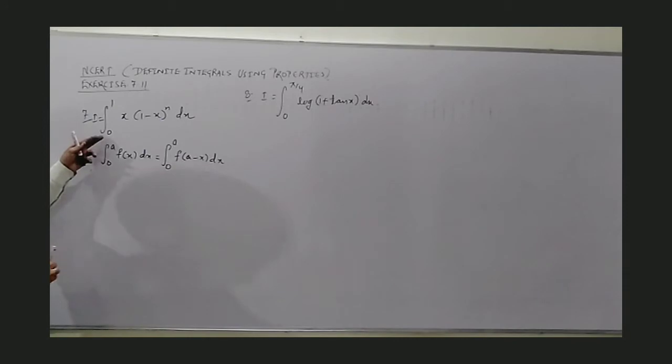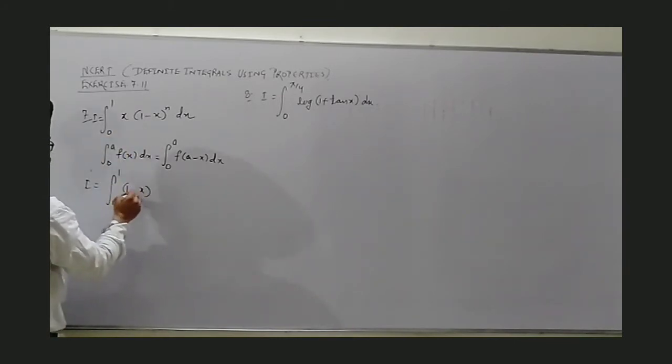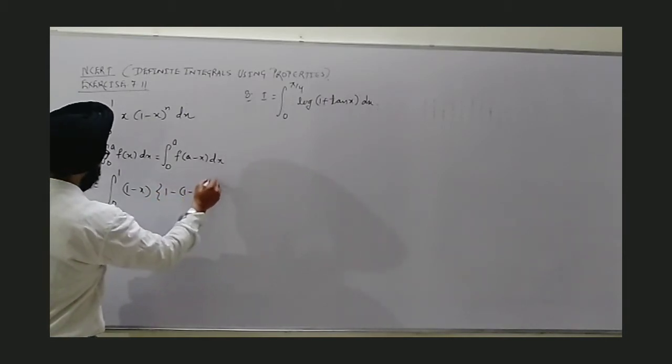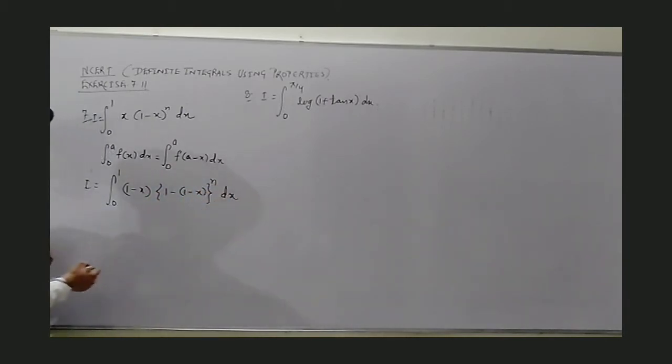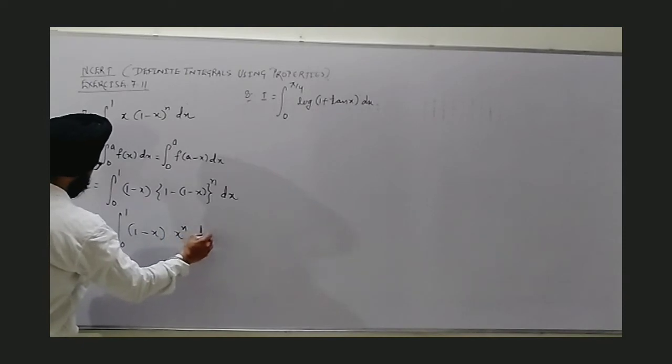As you see, when it starts from 0, the lower limit, always we try first property number 5. Here, if I apply the property, the integral can be written as 0 to 1, in place of this x, I write 1 minus x, and in this bracket also 1 minus x, whole to the power n dx. Now solving. When you open the bracket, this 1 will be cancelled out. So we finally get integral 0 to 1 of (1 minus x) x to the power n dx.